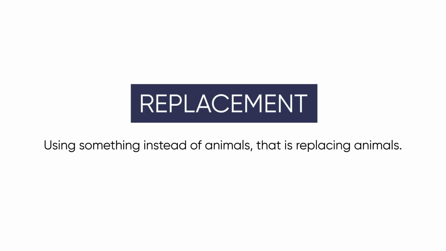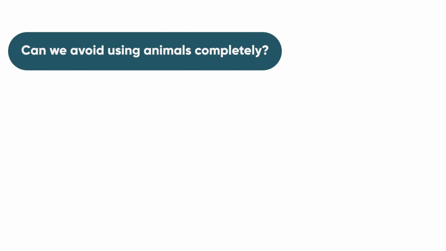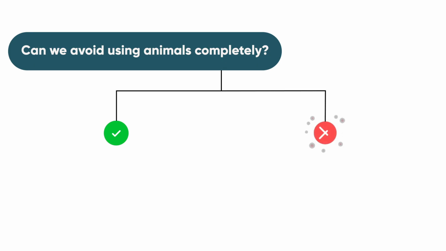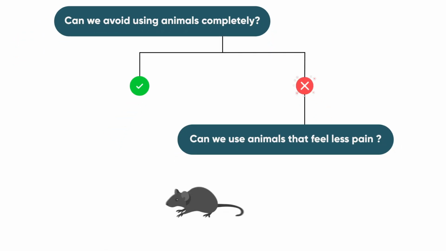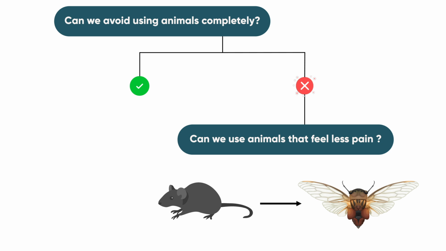First, replacement. As the name says, it means using something instead of animals, that is, replacing animals. There are two questions you need to ask to understand replacement. Question number 1. Can we avoid using animals completely? If the answer is yes, it's really good news. But if the answer is no, then you should ask question number 2, that is, can we use animals that feel less pain? For example, replacing mammals by insects.